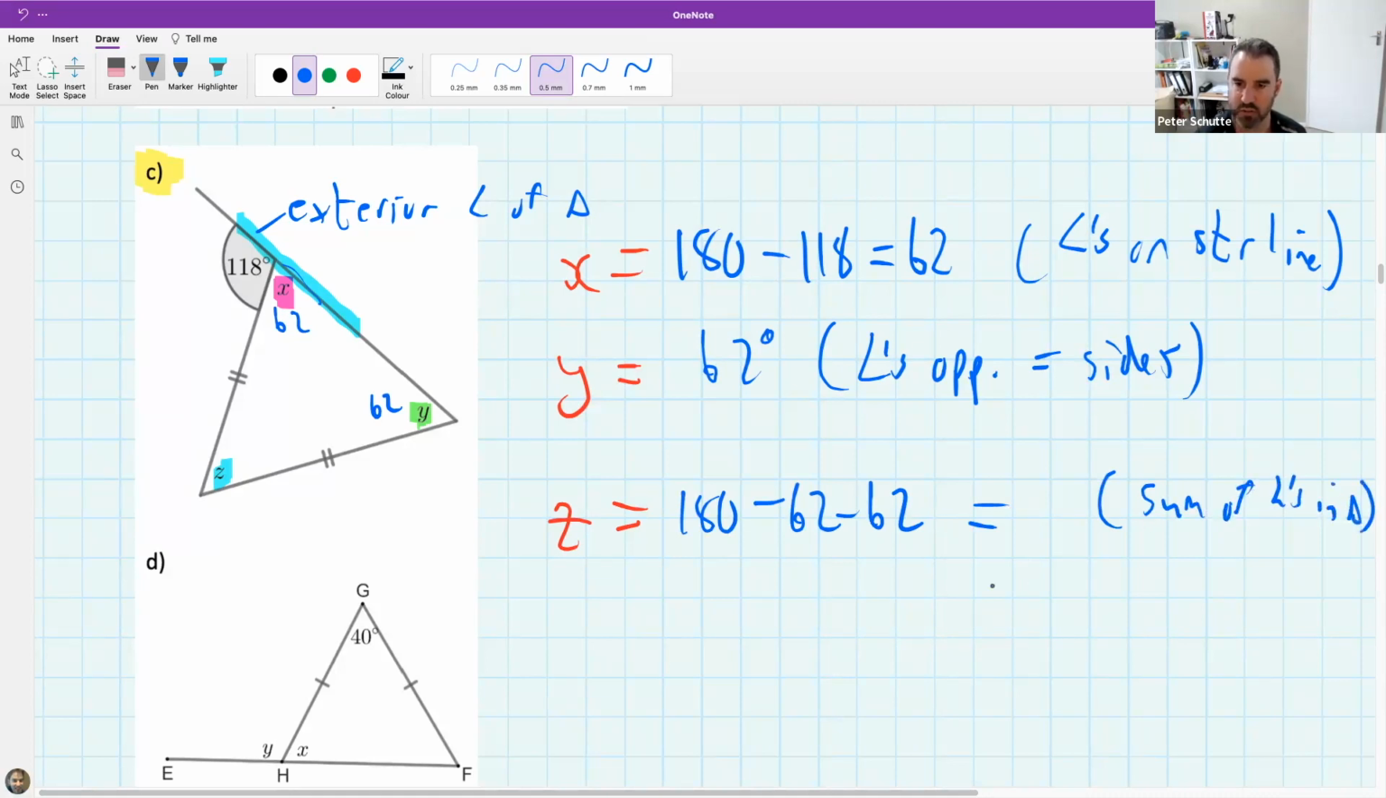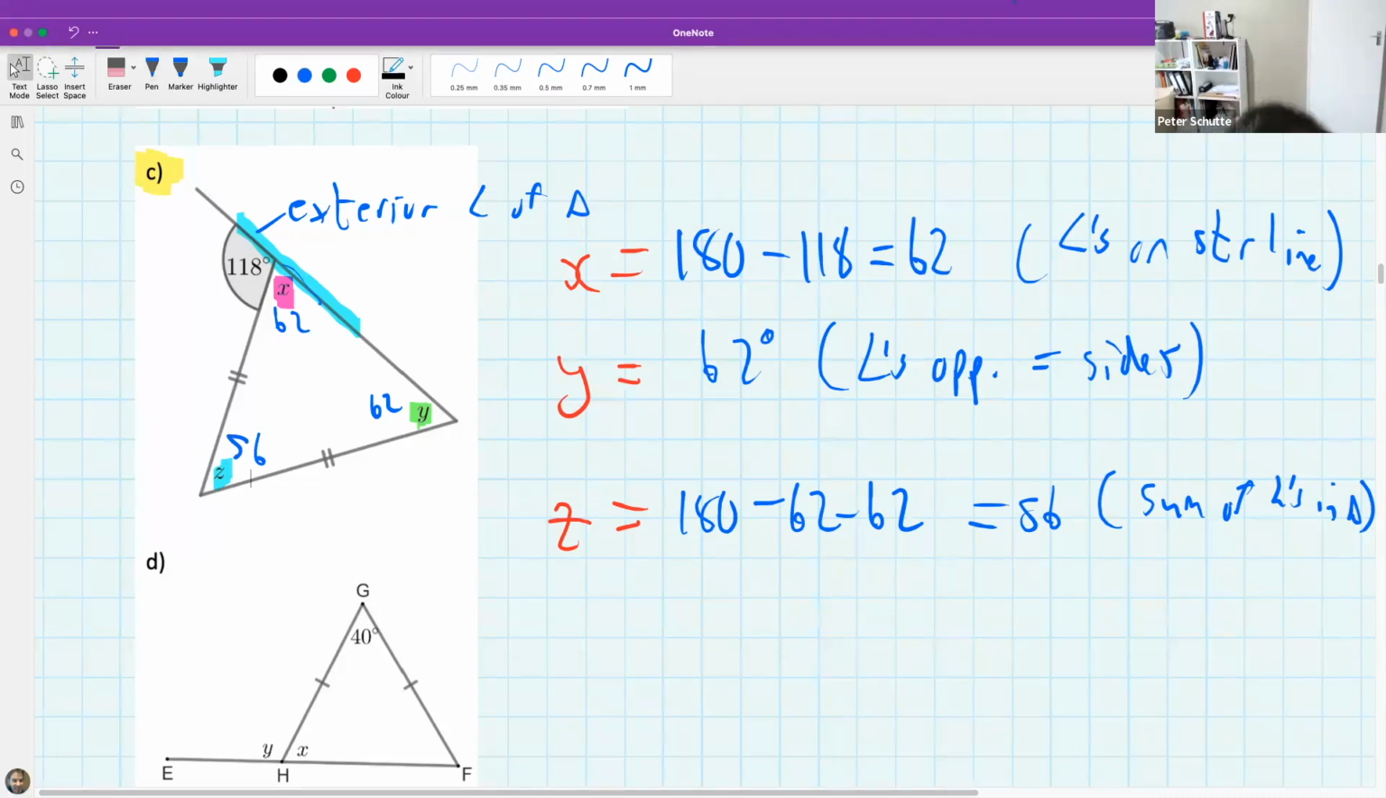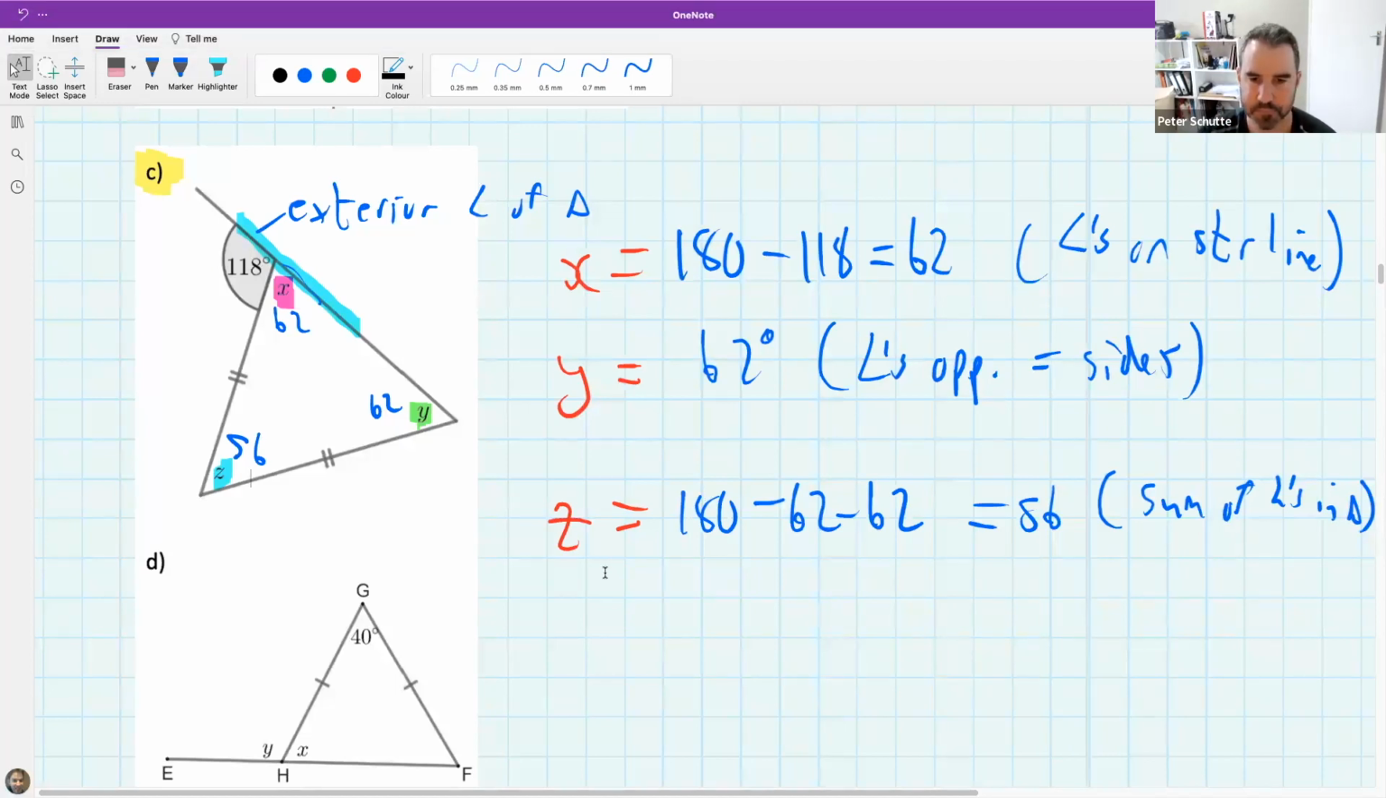So, sum of angles in a triangle. And what do we have there? Who can help me with that? I see Morgan, and Morgan has got the answer there. It seems to be 56 degrees. And what we notice is if we add up the three, we get to 180. Annie agrees with me, and so does Hawaii.